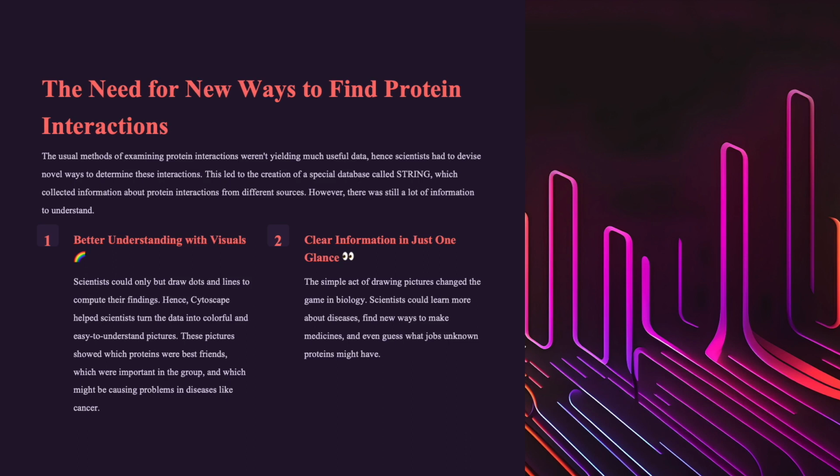These pictures didn't just look cool, they helped scientists to understand things better. They saw patterns and connections that were hard to notice before. And this helped them to find new ways to fight diseases by finding proteins that were causing trouble and figuring out how to stop them.